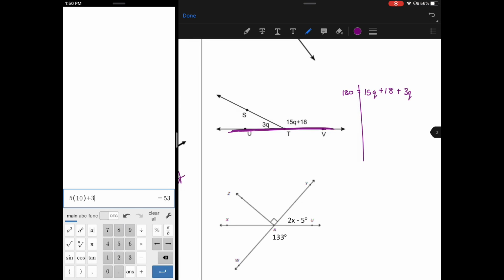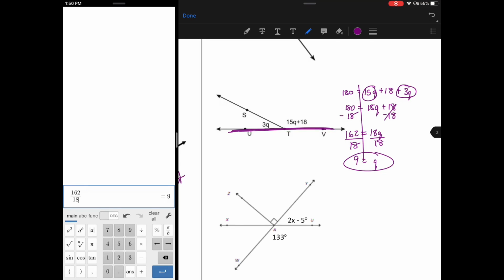And then we solve. To solve, we're going to combine our like terms. 15q plus 3q is 18q, plus 18. We subtract 18 from both sides, which should be 162. And then we divide both sides by 18 to get our final answer. So 162 divided by 18 is 9.